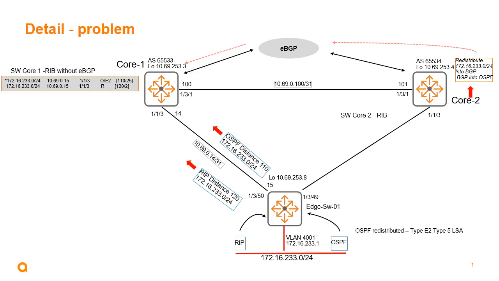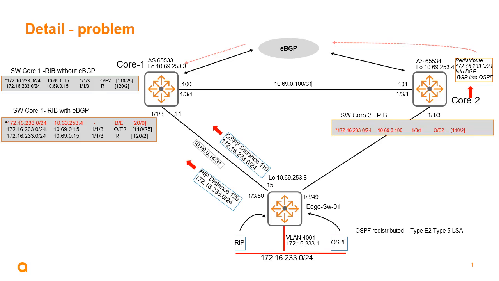So now let's check the routing tables of core 1 and core 2. Now on core 1, if we look at the routing table, there is a significant change because EBGP has an admin distance of 20, and that's now entered in core 1. That means that is the preferred path for route 172.16.233.0. It's going to be via eBGP and not OSPF.